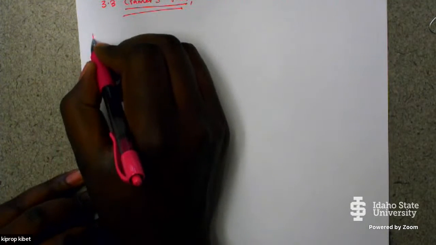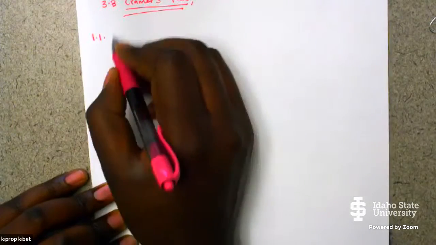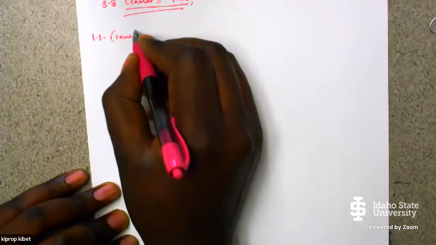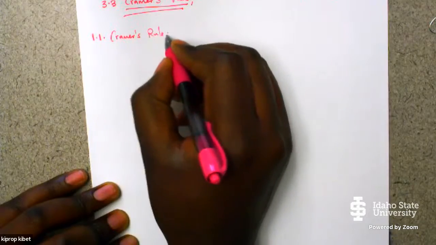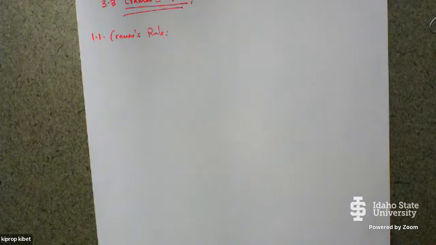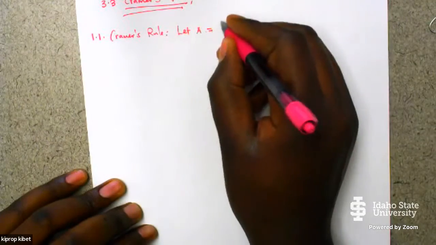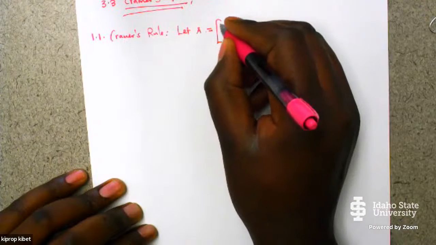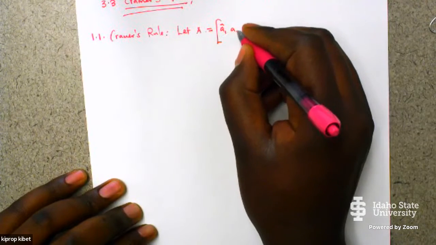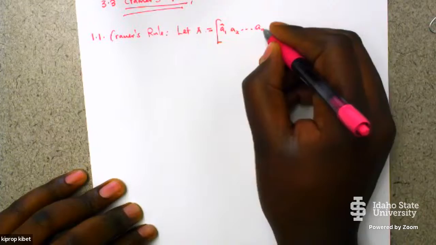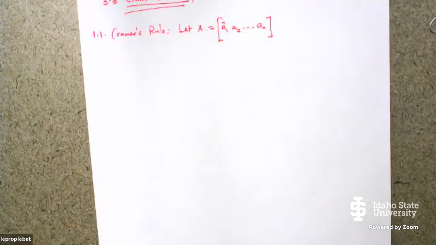Okay, let's look at 1.1. What is Cramer's rule? If you've done some business maths, then maybe you've done this. So Cramer's rule: we let A be equal to the vectors A1, A2, up to, let's say, An.